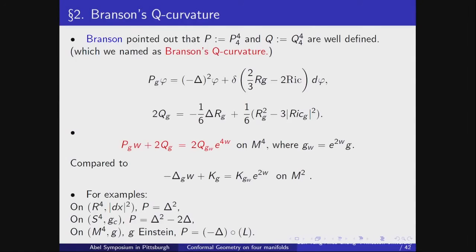But then it was pointed out by Tom Branson that although the formula works for n bigger than or equal to 5, one can extend it to n equal to 4. So what does that mean? He looked at the expression of this fourth order operator and just plugged in n equal to 4 in the coefficients, and then there is this operator in dimension 4. And the contribution of Branson is that for this operator, he also introduced a Q curvature, and he wrote down that Q curvature.